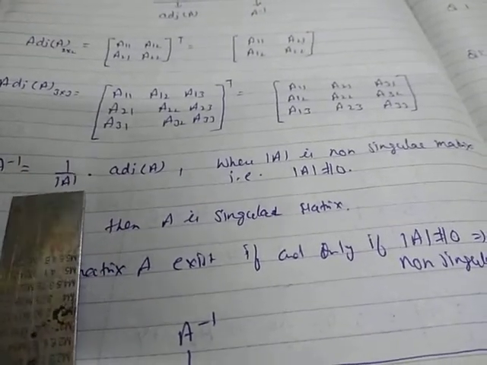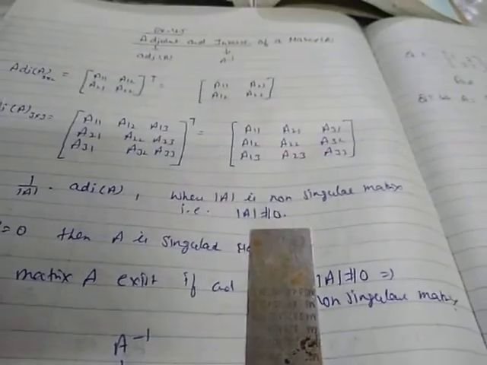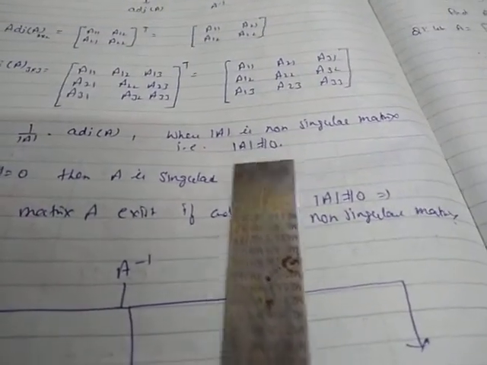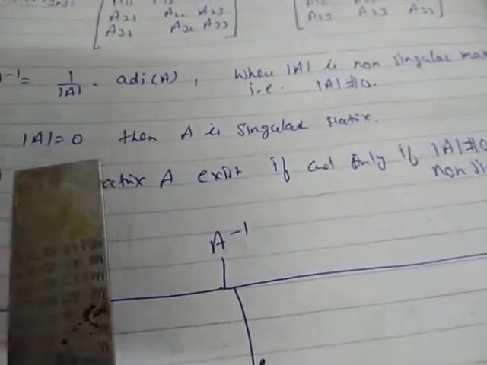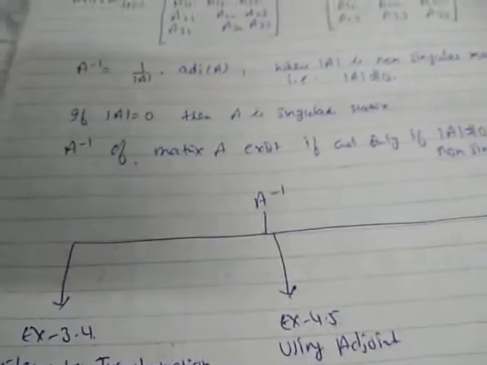Definitely it is in the denominator, so determinant A is not equal to 0. As I told you earlier, if determinant A is 0, that means it is a singular matrix. So if we need to find out the inverse of a matrix, then the matrix should be a non-singular matrix, that is its determinant should not be 0. If determinant A is 0, then A is a singular matrix and an inverse doesn't exist.